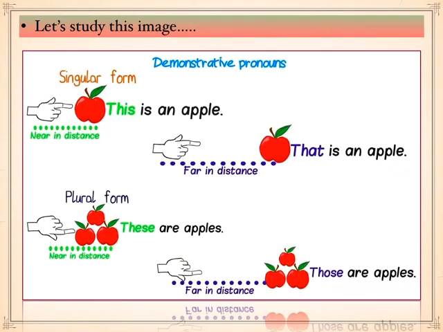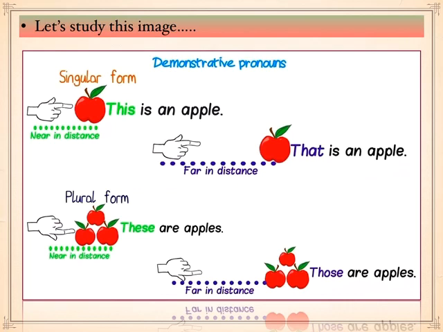Let's study this image. Over here, the first pointer says, this is an apple. So here the demonstrative pronoun this is used for an apple which is singular in number and it is also near the speaker. The second pointer says that is an apple. So here that is a demonstrative pronoun which is used for a singular object, that is one apple, but that apple is far away from the pointer.